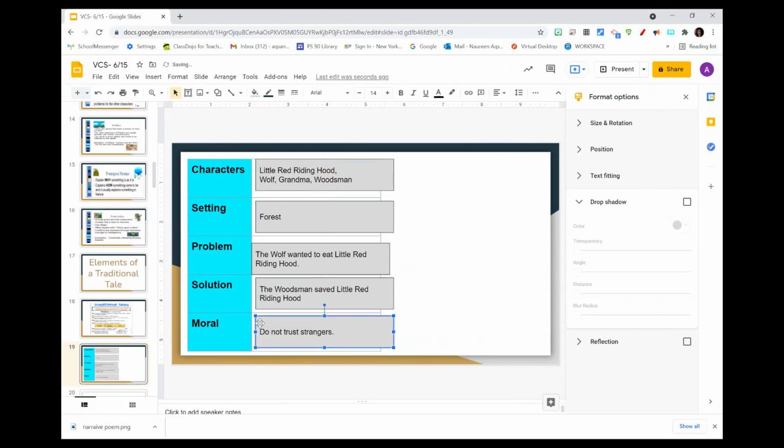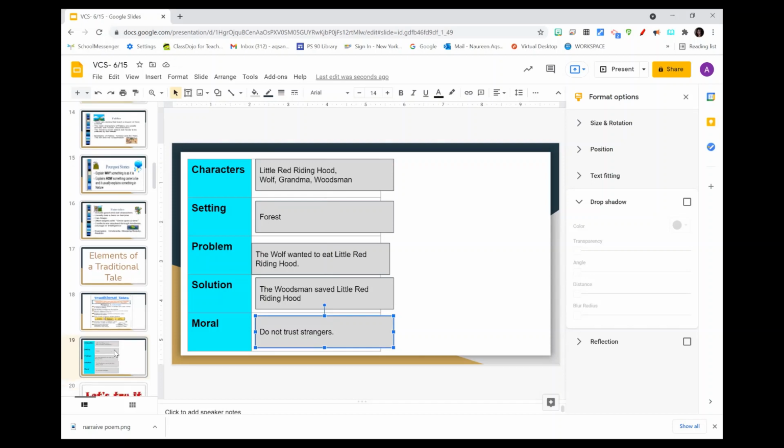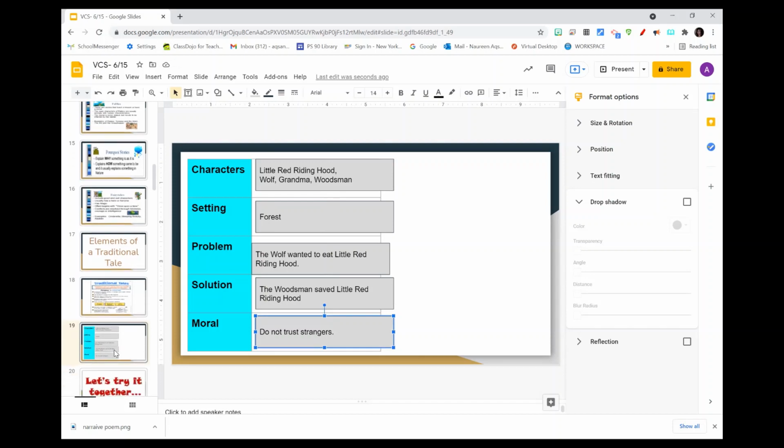If you got all those correct, give yourself a pat on the back because you did an awesome job with matching the elements with the different details. Okay, let's continue, boys and girls.